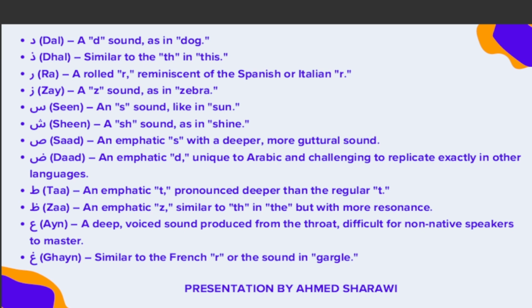Dad, an emphatic D, unique to Arabic and challenging to replicate exactly in other languages. Ta, an emphatic T, pronounced deeper than the regular T. Dha, an emphatic Z, similar to the th in the, but with more resonance.